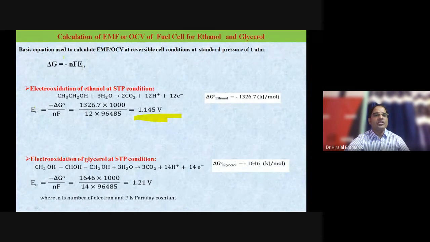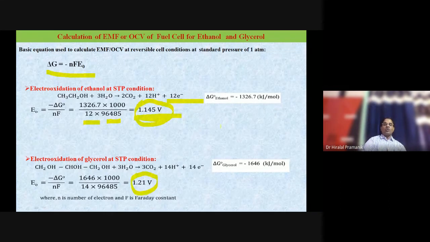These two calculations will help you to understand how to find out OCV. Del G equal to minus nFE, this equation I have already mentioned. So E naught is del G by nF. If you know the overall del G change for a reaction, and n as the number of electrons, where you can see that 12 electrons are there, and 96485 is the Faraday's constant, you can find out that 1.145 volt you can have for ethanol, and for glycerol similarly 1.21. So 1.21 and 1.145, quite high voltage you can have from these two fuels.